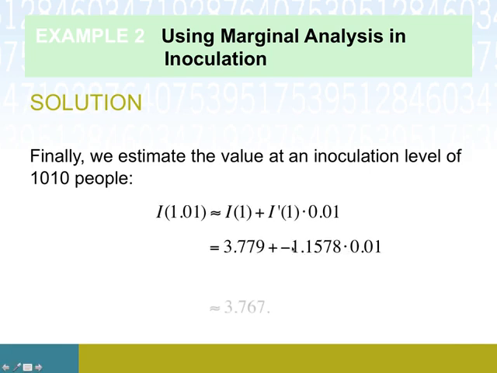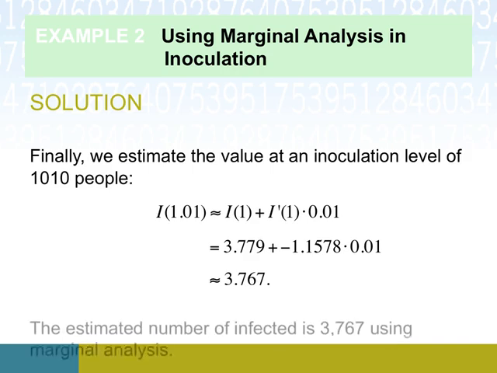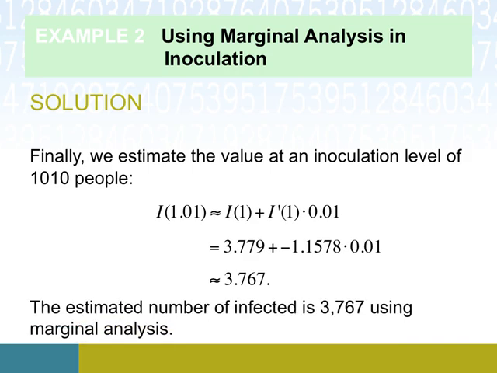So remember, the things we needed to figure out were I of 1 and I prime of 1. We just did those. So plugging in I of 1, we got our 3.779. Taking the derivative, we got negative 1.1578. And getting a computation, there's our prediction. So the estimated number of infected, moving back from thousands to regular people, is 3,767 using marginal analysis. So the estimated change, if you note, between these two values is what?